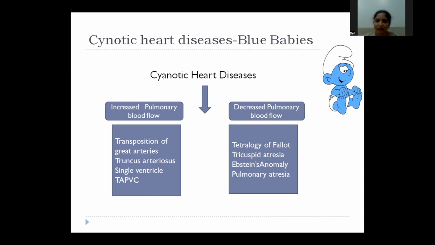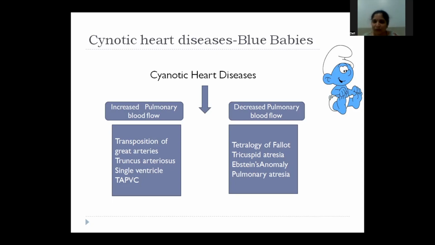The conditions are TGA, truncus, single ventricle, and TAPVC for the increased pulmonary blood flow. Actually, these conditions have mixing of the saturated and desaturated blood, and so cyanosis appears. The incidence of these conditions is also less, 1 to 2%, and these conditions have to be addressed immediately, within the first month or within 6 months of birth.